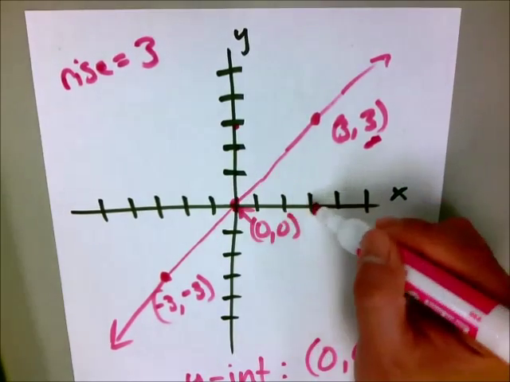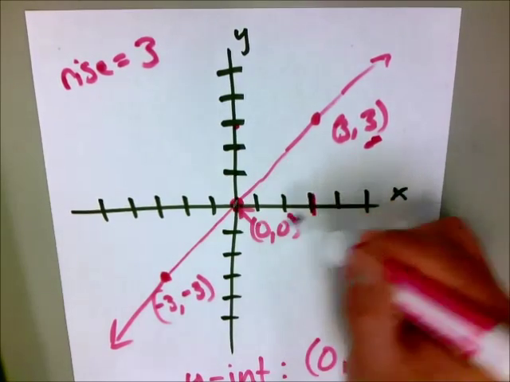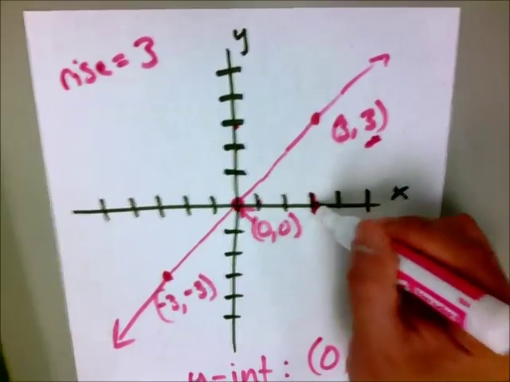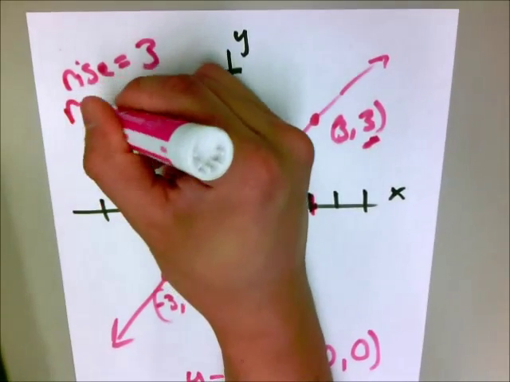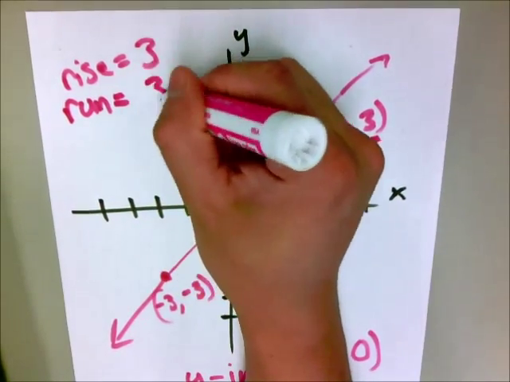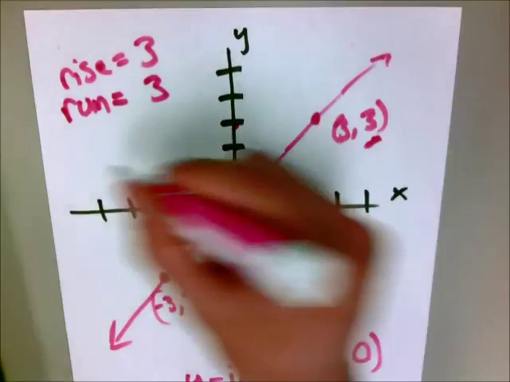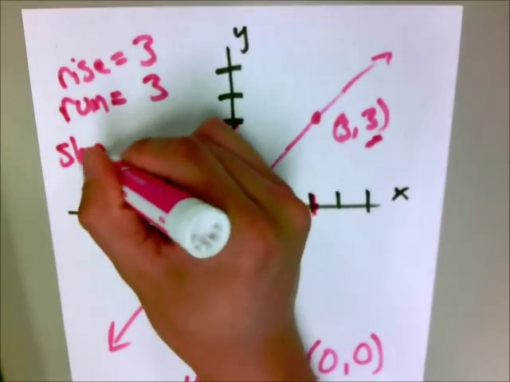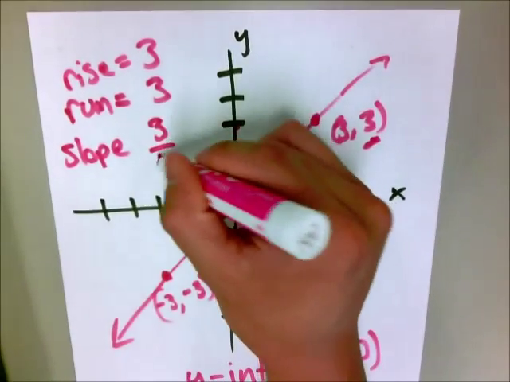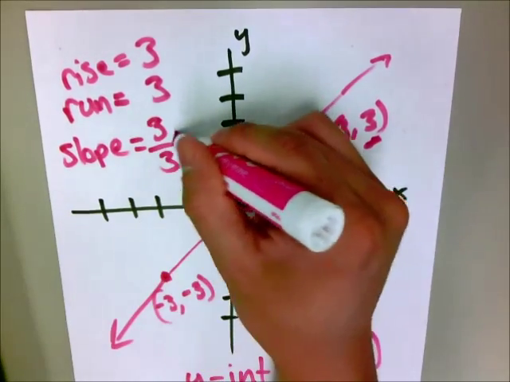Now, let's talk about our run. It went from 0 again to 3. It's 1 spot, 2 spots, 3 spots away. So your run, or your over, whatever you want to call it, is going to be 3. All right? That must mean that this slope is rise over run, or 3 over 3, which is just 1.